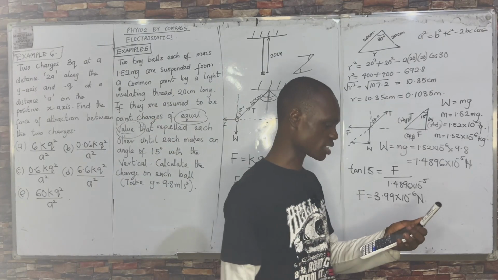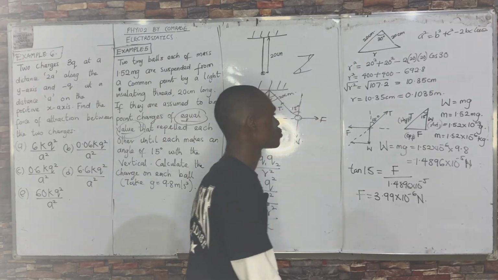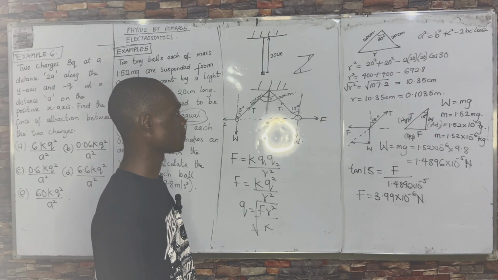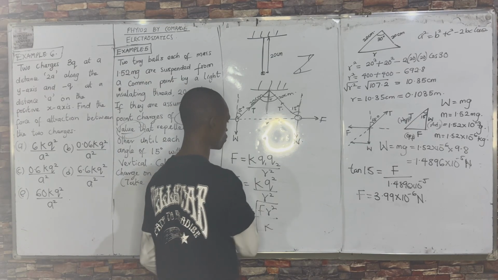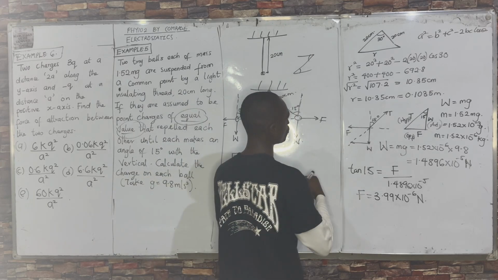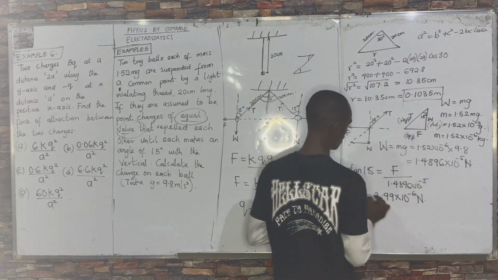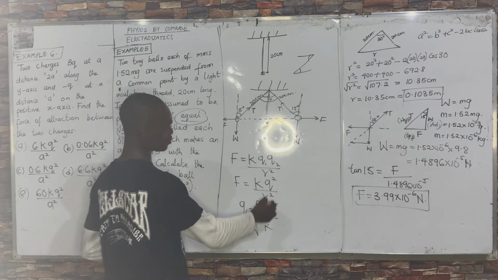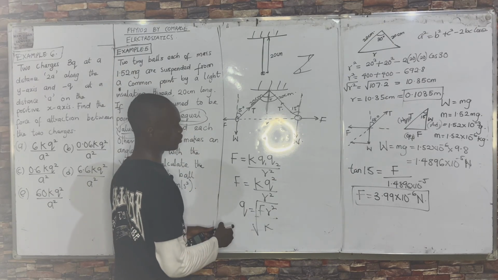So if that is true as F, can we now get Q? Now we know R, this is RB, and we know that this is F. So can we get Q? It's not very much easy to get Q, right? So we can get Q.